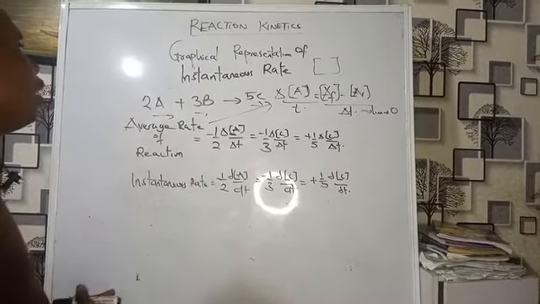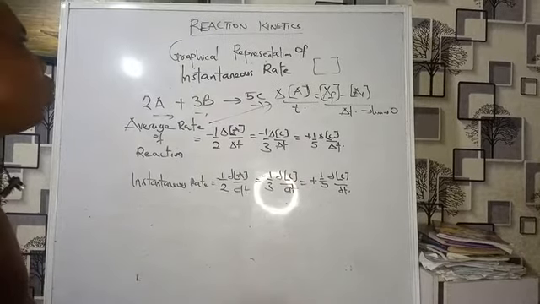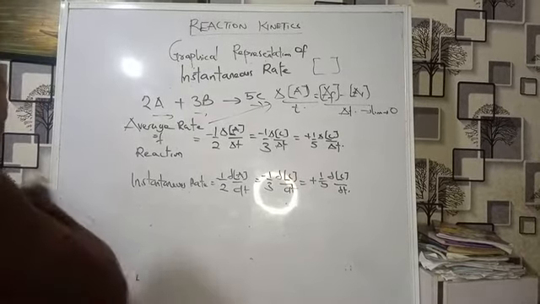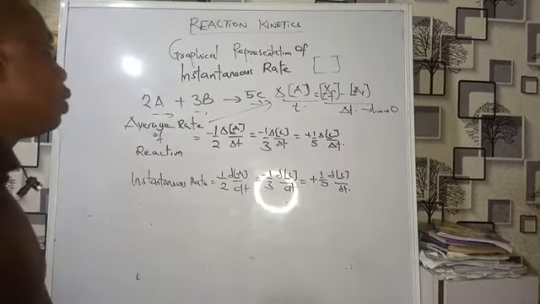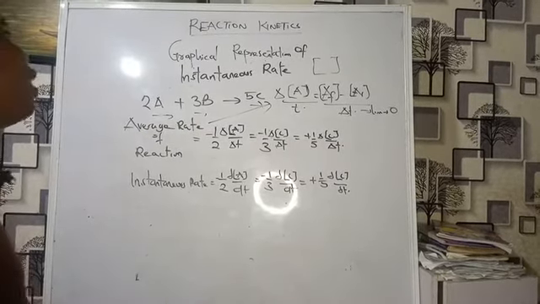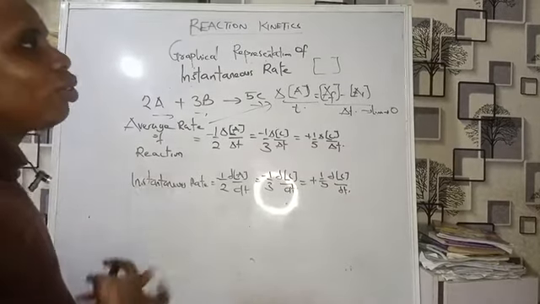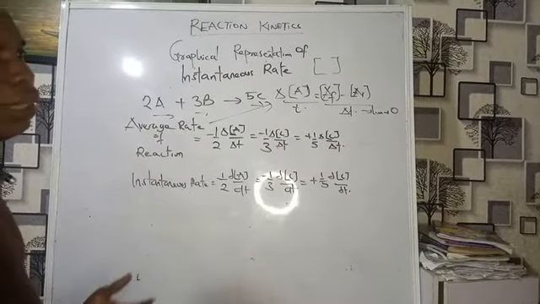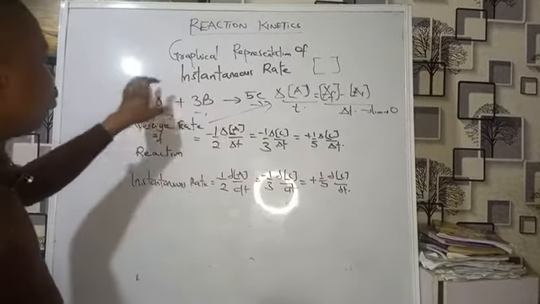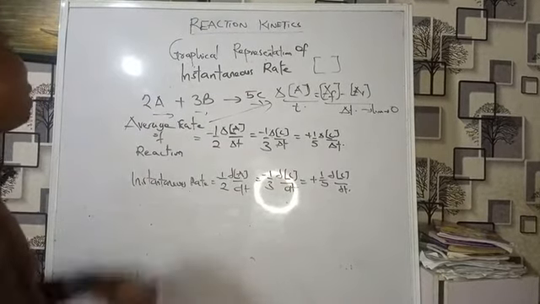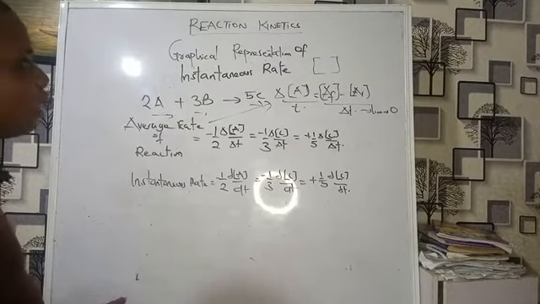What do we mean by graphical representation of instantaneous rate? What do we mean by instantaneous rate? Before you can understand instantaneous rate, you have to talk about what rate itself is. Rate means per unit time. So when you say rate of reaction, I'm talking about the reaction per unit time. Now, what is reaction? Reaction means reactants reacting together to give you what? Product. So rate of reaction is reaction per unit time.